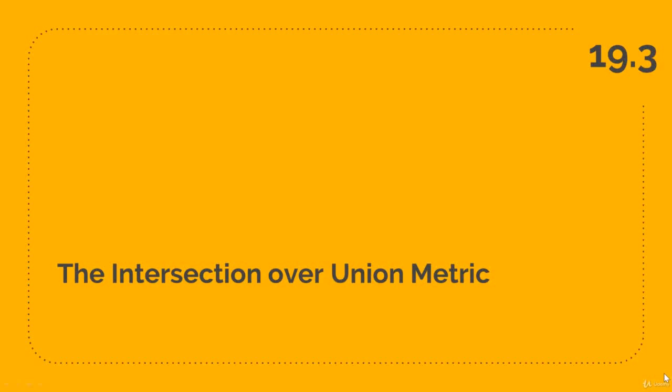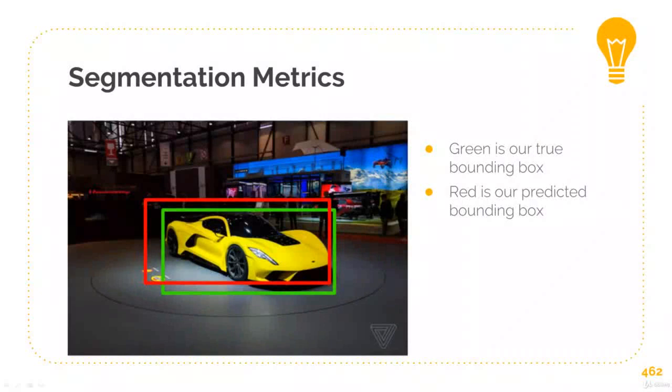Hi, and welcome to chapter 19.3, where we now talk about the intersection over union metric, which is an important metric you need to know when we're training an image segmentation CNN. So let's talk about this first.